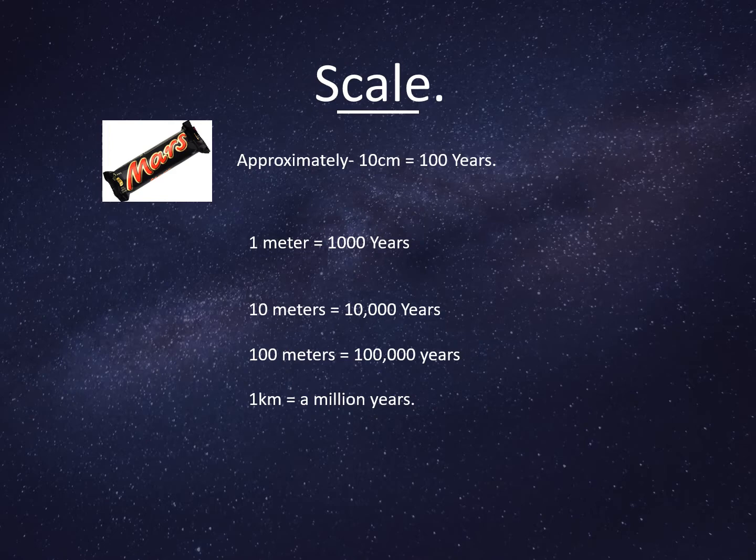I need a scale. So what I'm going to ask you to do is imagine a Mars bar, a standard Mars bar, the type you would buy in any shop. Now, a Mars bar is approximately 10 centimeters long. And so I want you to imagine that amount of space, those 10 centimeters, represents 100 years. Therefore, using some quick maths, 1 meter will equate to 1,000 years, 10 meters, 10,000 years, 100 meters, 100,000 years, and 1 kilometer would be 1,000,000 years.